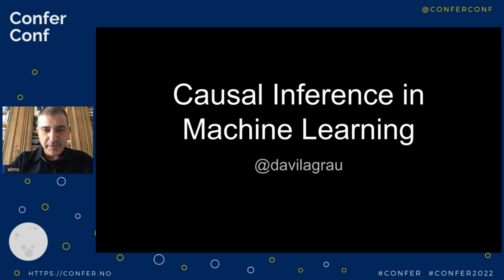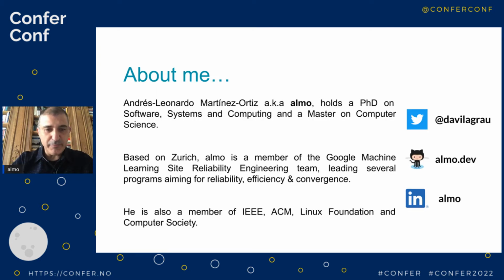Before I start, I'm going to say a few more words about my background. I hold a PhD in software systems and computers, a master's in computer science, and currently work in the Google Machine Learning Site Reliability Engineering team at Google, based in Zurich, and I am also a member of several professional organizations on the computer and engineering side.